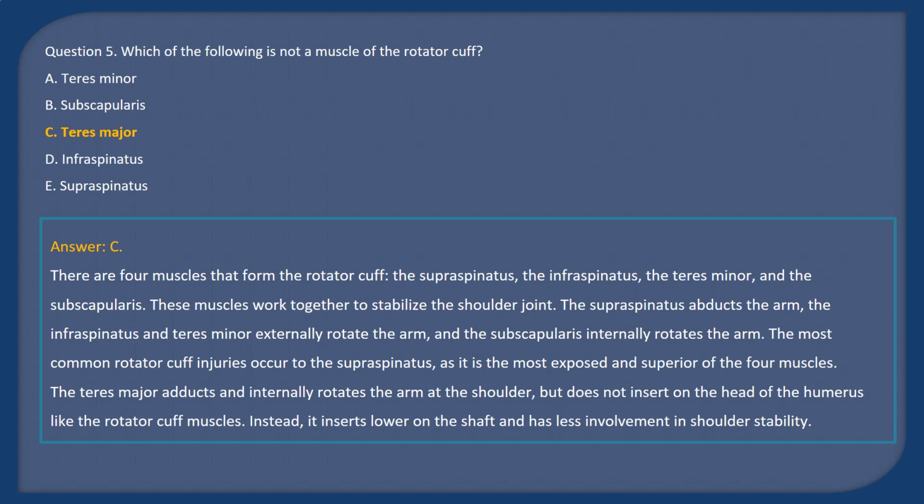of the four muscles. The teres major abducts and internally rotates the arm at the shoulder, but does not insert on the head of the humerus like the rotator cuff muscles. Instead, it inserts lower on the shaft and has less involvement in shoulder stability.